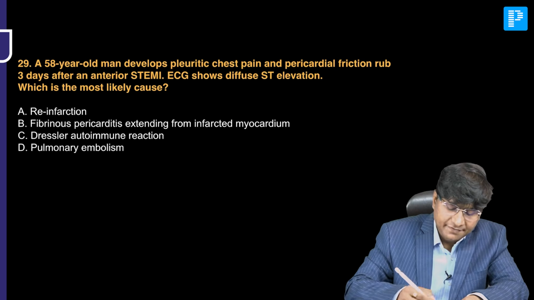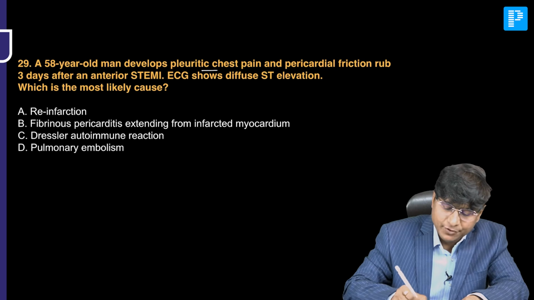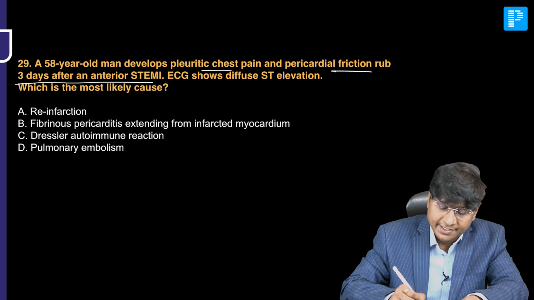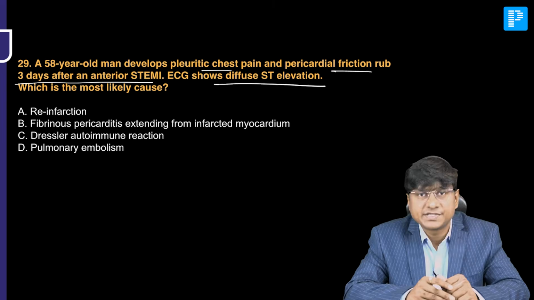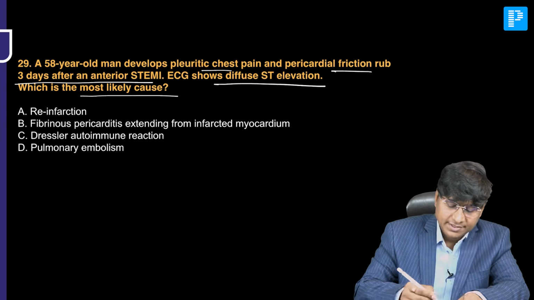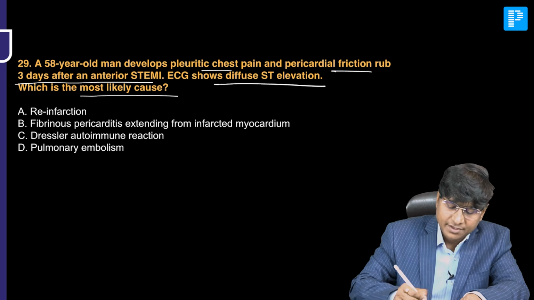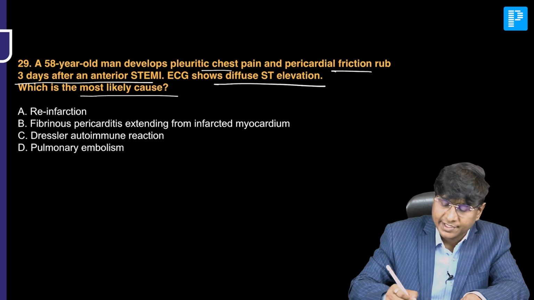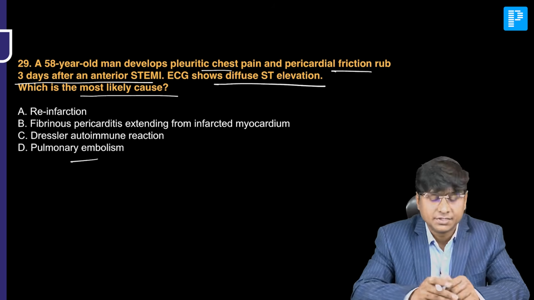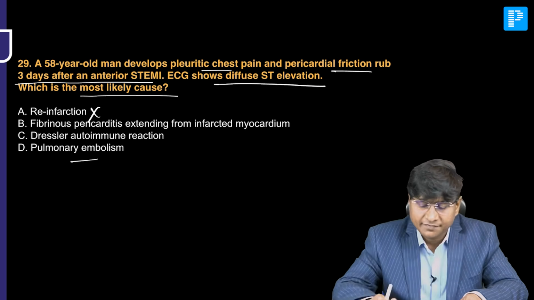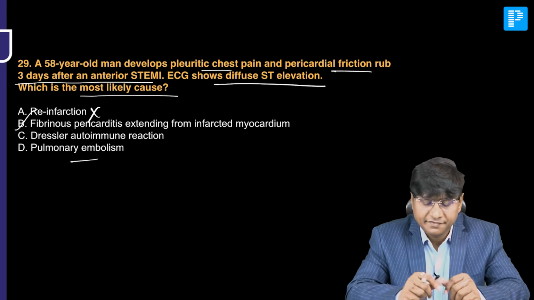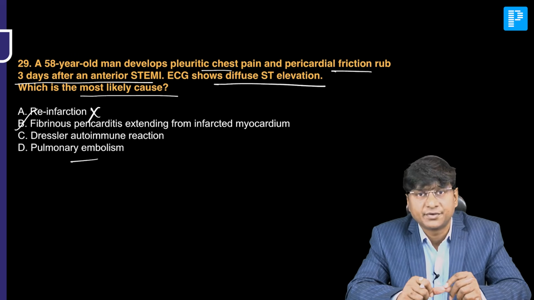Next question. We have a 58-year-old man who develops pleuritic chest pain and pericardial friction rub 3 days after an anterior STEMI. ECG showed diffuse ST segment elevation. So, which is the most likely cause? The options are reinfarction, fibrinous pericarditis extending from the infarcted myocardium, Dressler's autoimmune reaction, and pulmonary embolism. See, in case of reinfarction, you don't have the pericardial friction rub. The answer in this question is fibrinous pericarditis extending from infarcted myocardium.